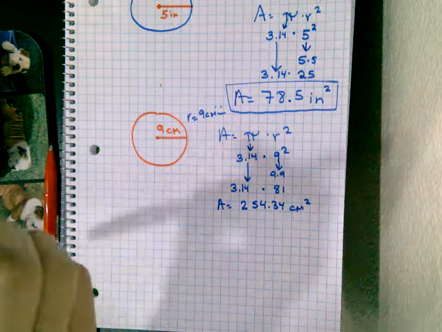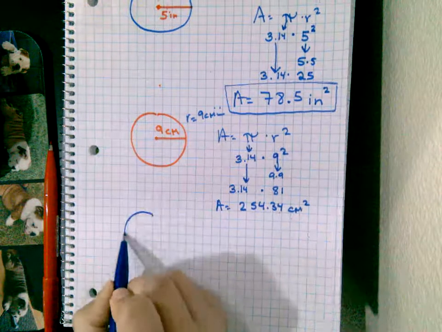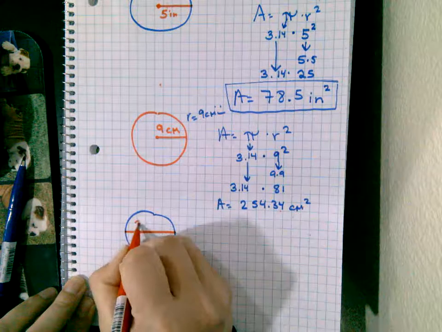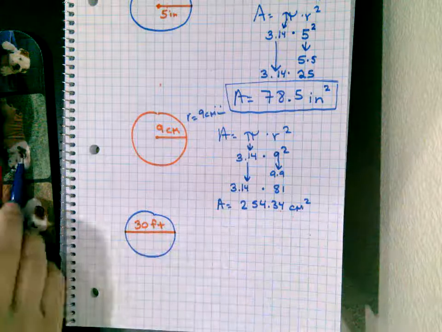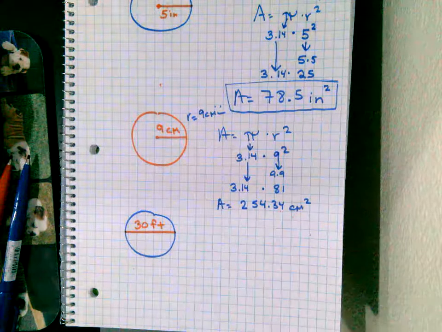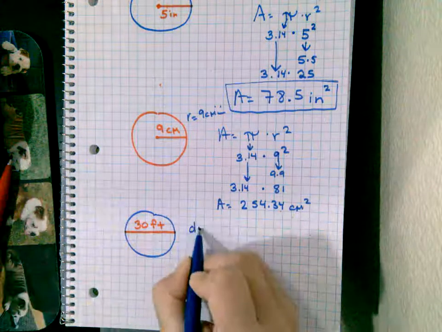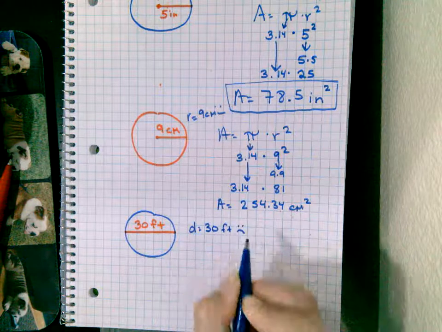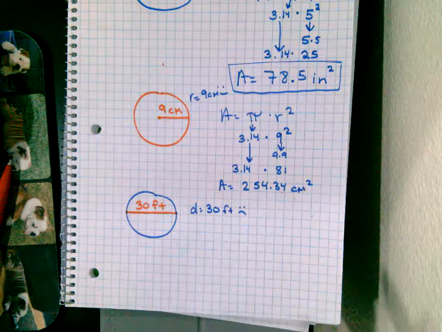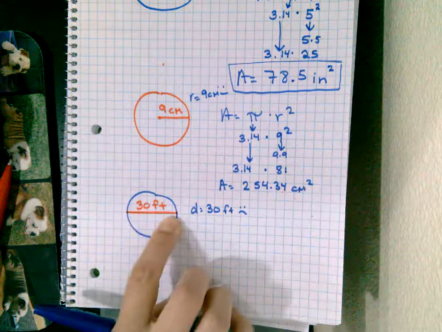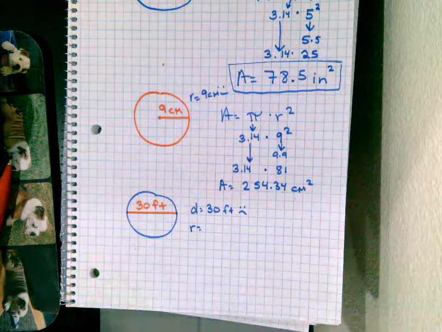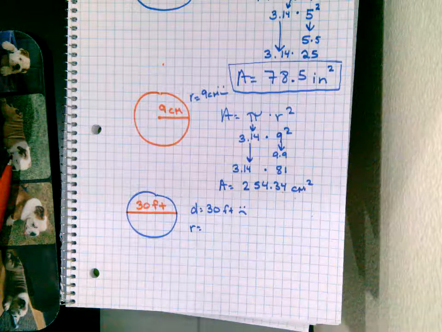Now, what if I'm mean and evil and give you a circle that looks like this. 30 feet. So this has a diameter of 30 feet. So the diameter is equal to 30 feet. Guess what? I don't need that. I mean, I kind of do, but I can't use the 30. So that's how I trick you. I trick you by giving you the diameter. We don't need the diameter. We need the radius.